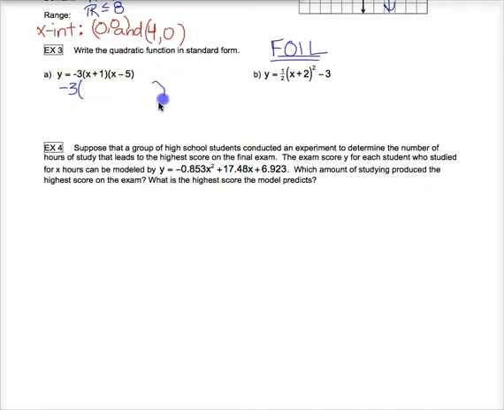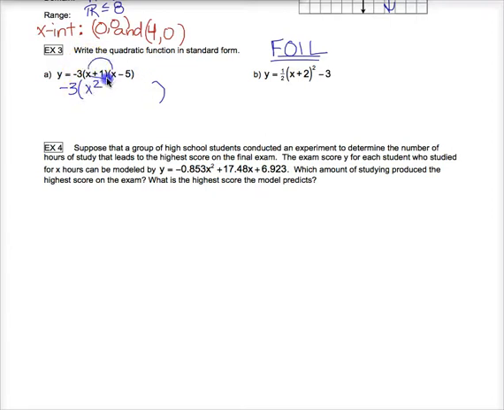So if I'm going to FOIL these two right here, x plus 1 times x minus 5, the firsts, x times x is x squared. Outsides, x times negative 5 is negative 5x. Insides is plus x. And lasts, 1 times negative 5 is negative 5.